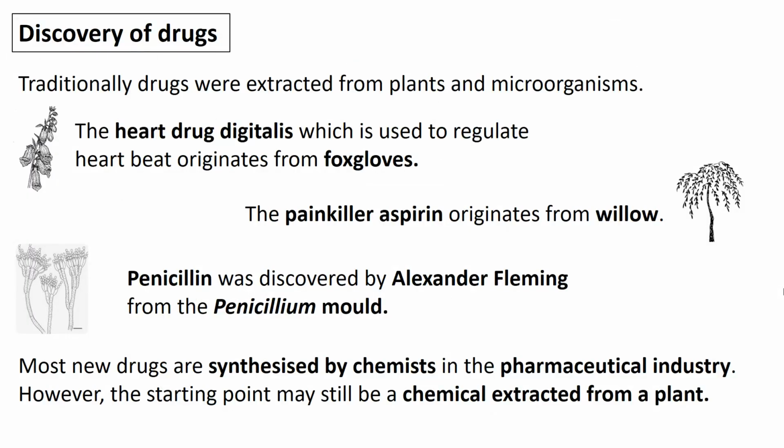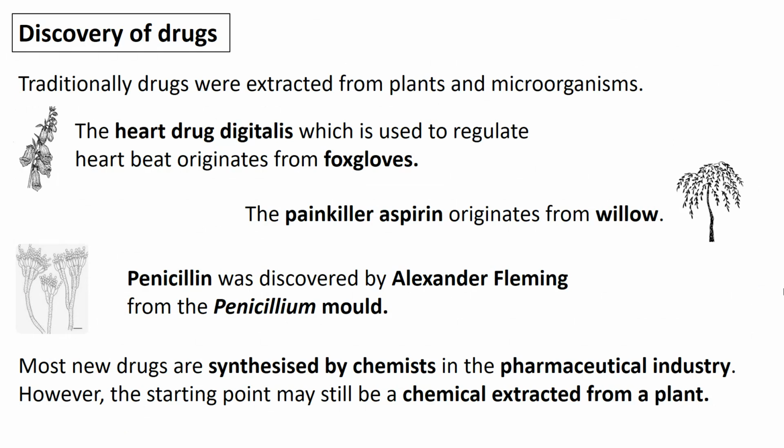There are 3 drugs that you need to know the origins of and where they were developed. And the 3 drugs are the heart drug digitalis, which comes from foxgloves, and that's used to regulate heartbeat. The painkiller aspirin, which comes from willow tree bark. Penicillin, which was discovered quite by accident by Alexander Fleming from the penicillium mold. And those 3 drugs and their origins, you need to be clear about their uses and who discovered them and where they've come from.